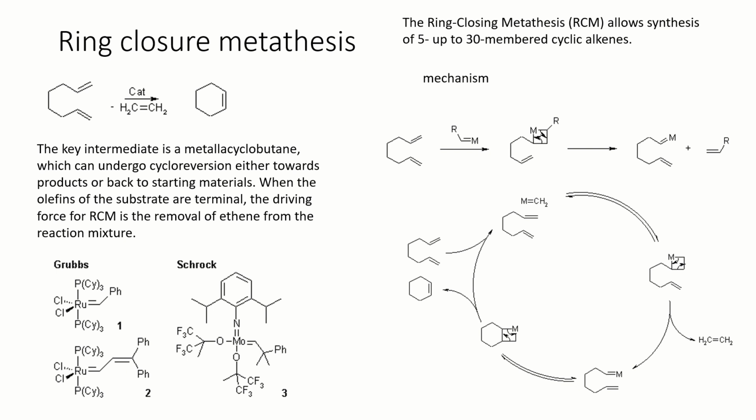When the olefins of these substrates are terminal, the driving force for this ring closure metathesis is the removal of ethene from the reaction mixture, which was also explained in the previous slide. So the result of this ring closure metathesis is the expulsion of a simple ethene from the reaction mixture along with the formation of a cyclic compound.